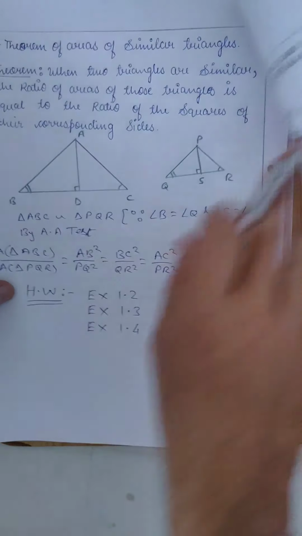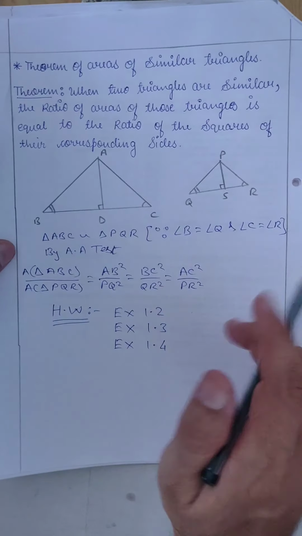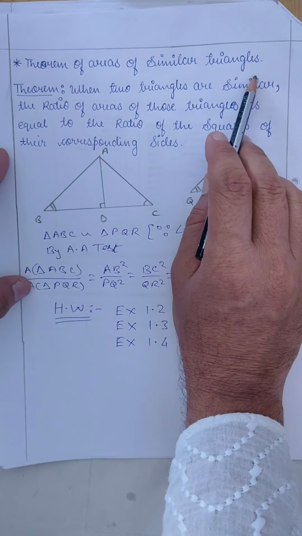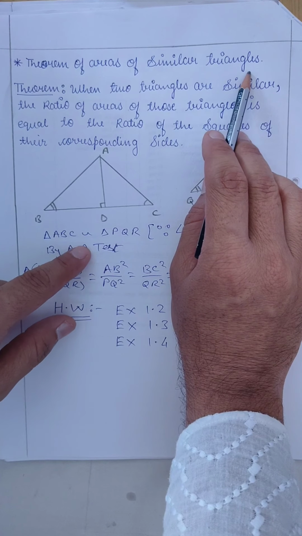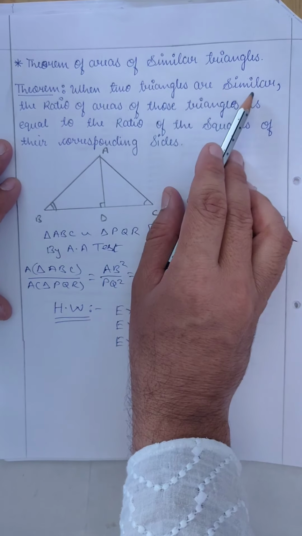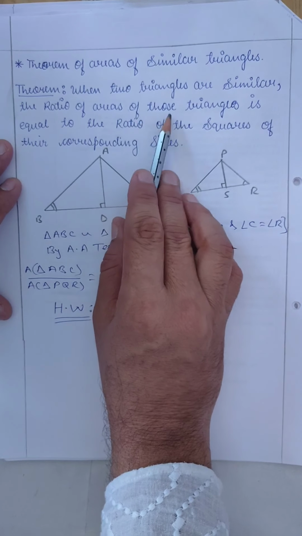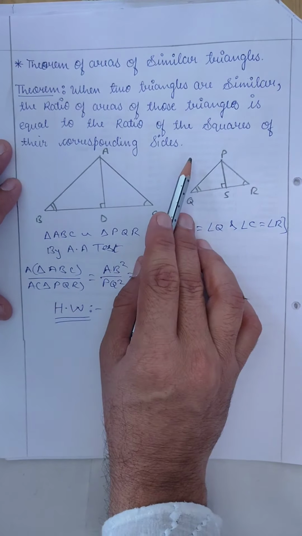Now we are going to start with the last part, and the last part says the theorem of areas of similar triangles. Note that if two triangles are similar, then the ratio of their areas is in the same proportion as the squares of their sides. When two triangles are similar, the ratio of areas of those triangles is equal to the ratio of the squares of their corresponding sides. What is that? Squares of their corresponding sides.